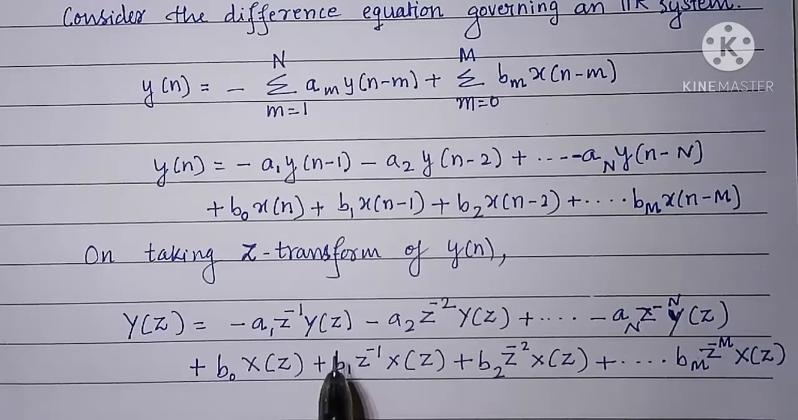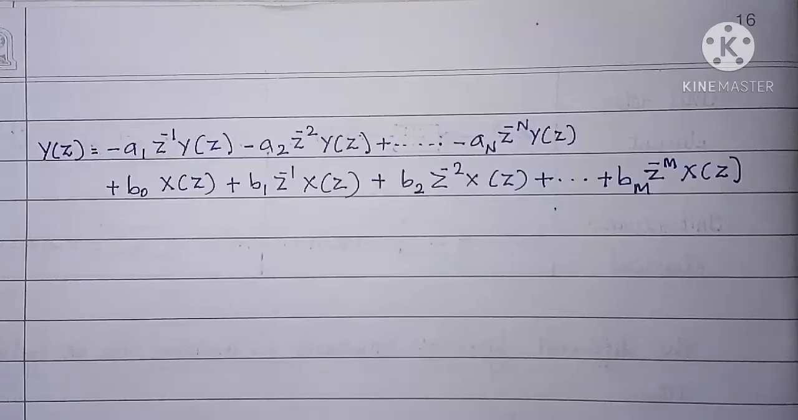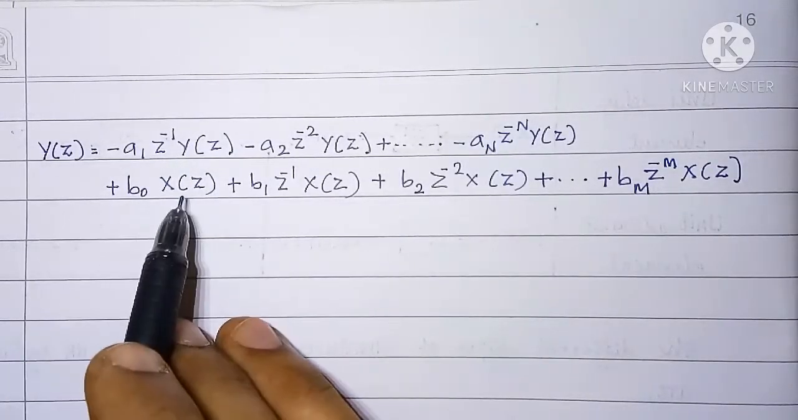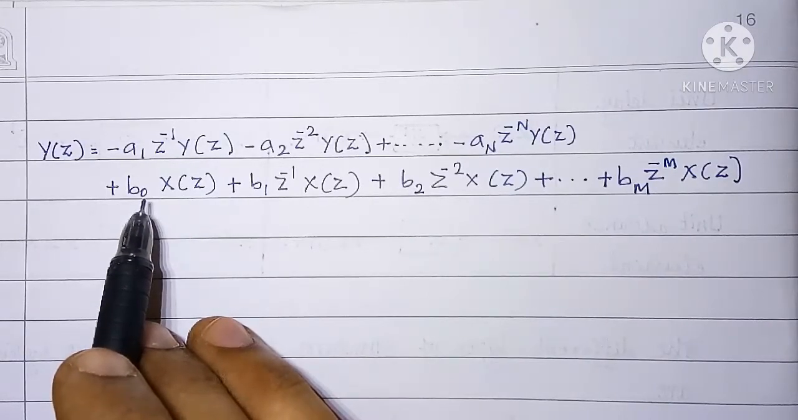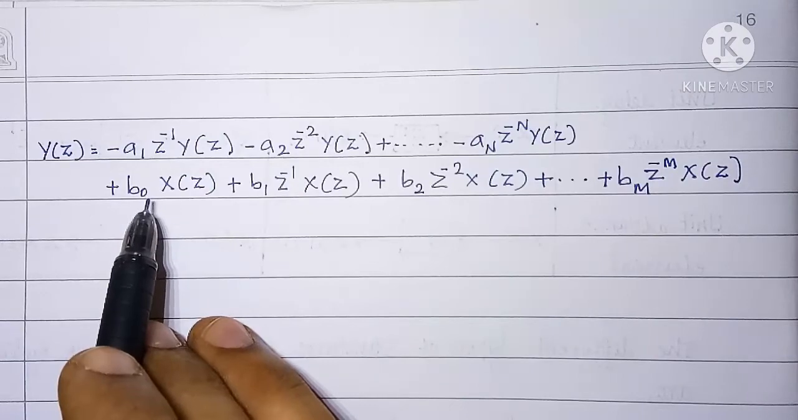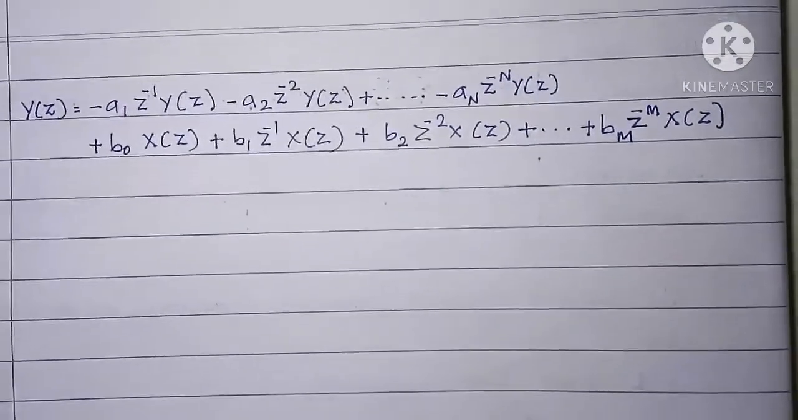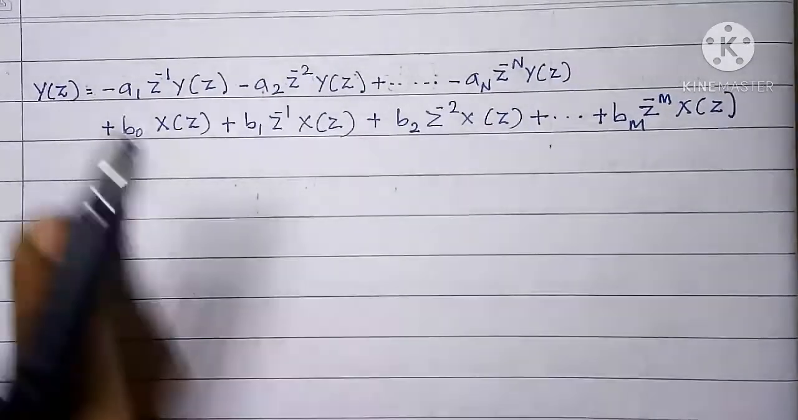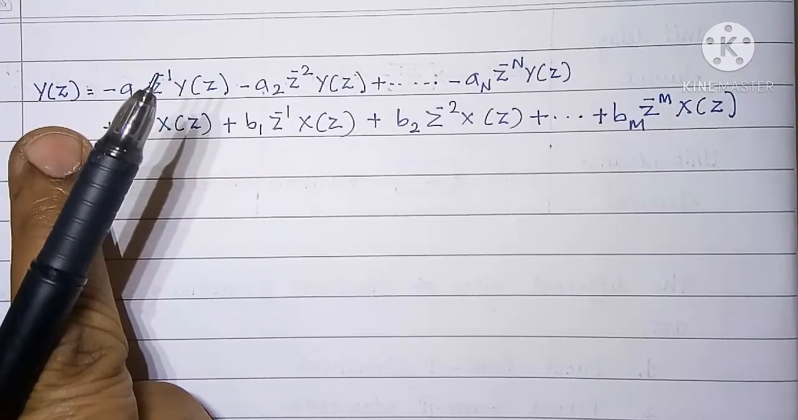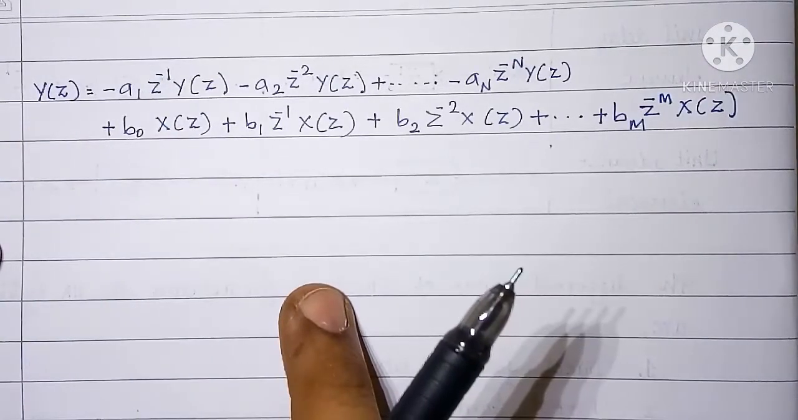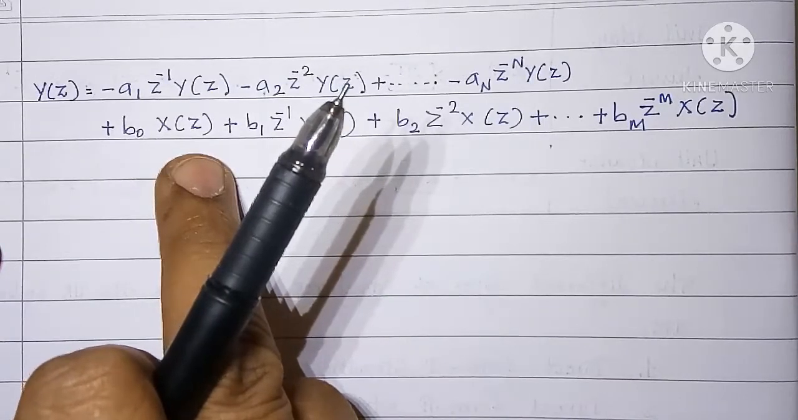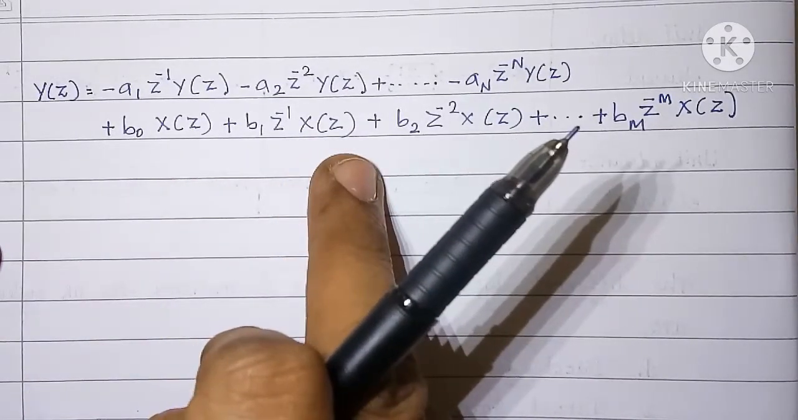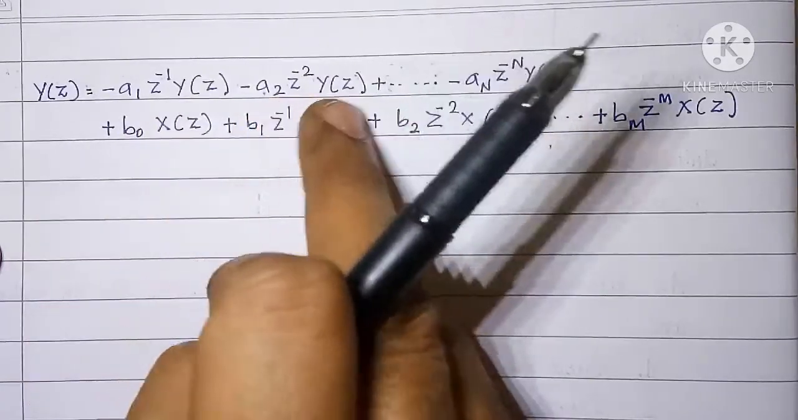Now this equation for Y of z can be directly represented by a block diagram. How to do that we'll see on next page. For reference purpose, I have written the equation from the last line of the last page once again here. Now the system output here is Y of z and the inputs are X of z, delayed X of z and delayed Y of z also.